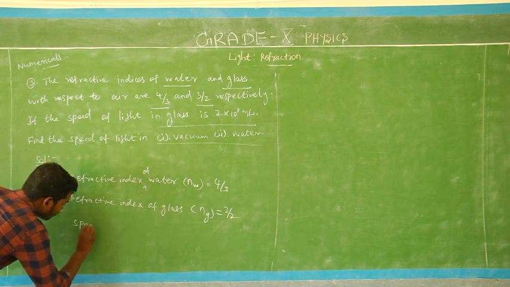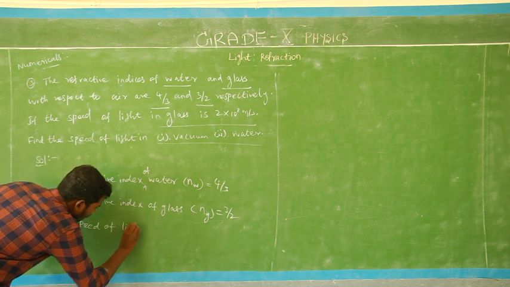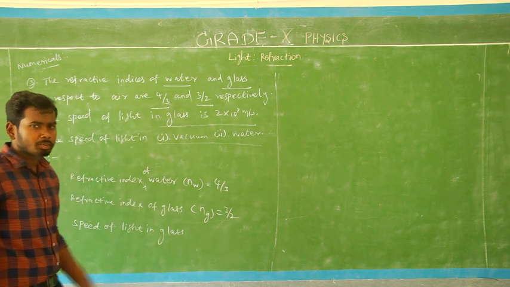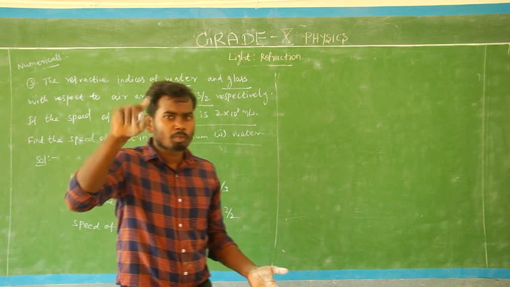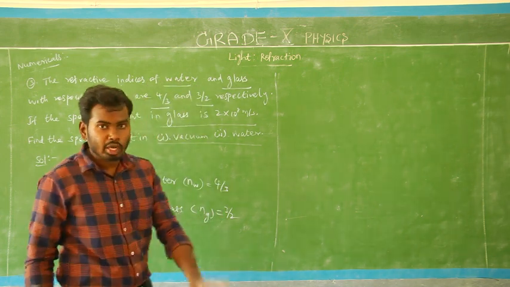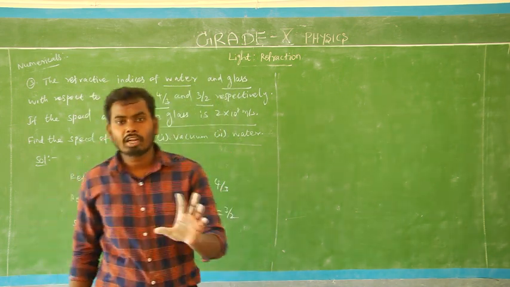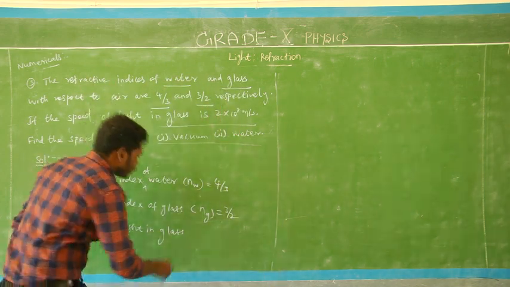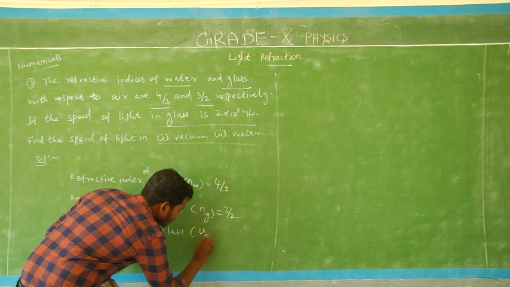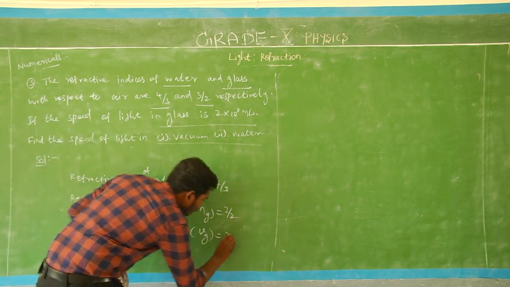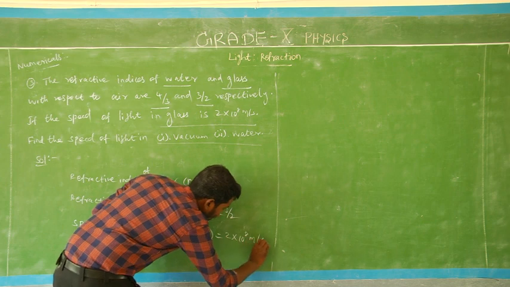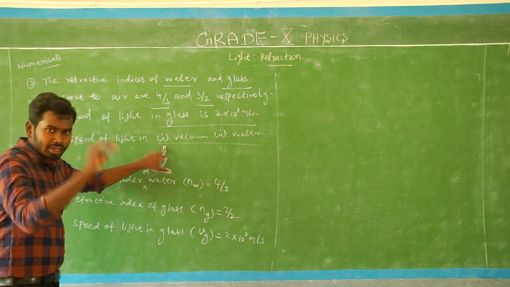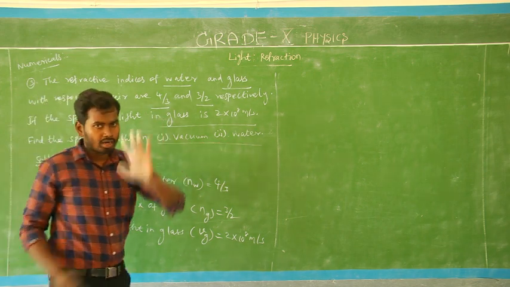Next one, speed of light in glass. What is the speed of light in any medium? Very simple. Speed of light in vacuum only is denoted by C. But otherwise, speed of light for any other medium is denoted by small v. So here v g is equal to 2 into 10 to the power of 8 meter per second. So what we have to calculate? The speed of light in vacuum and the speed of light in water. Okay, we need to calculate that.